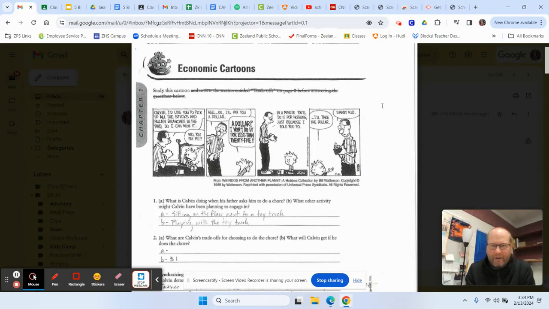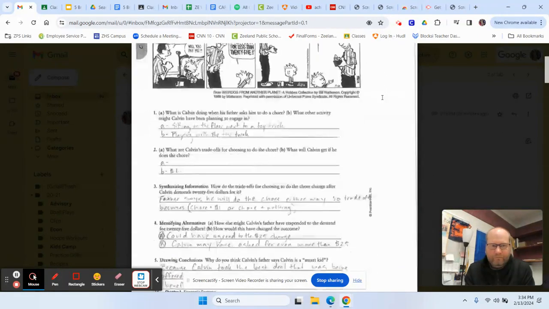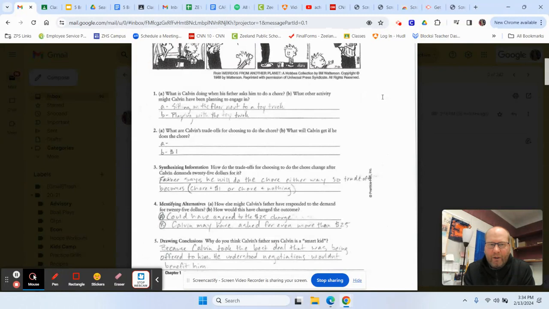So the first question there. What is Calvin doing when his father asks him to do a chore? A.